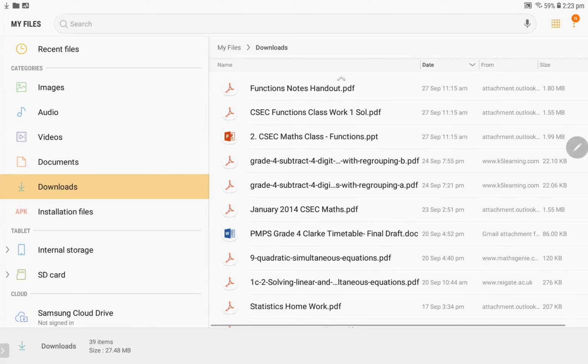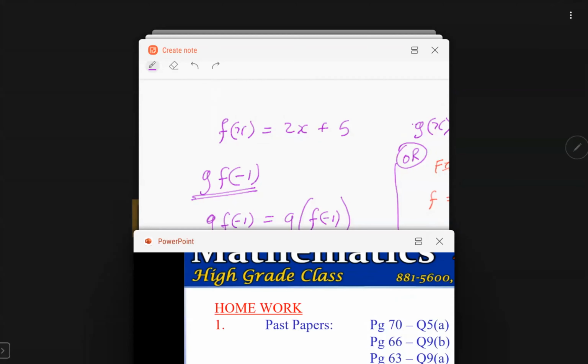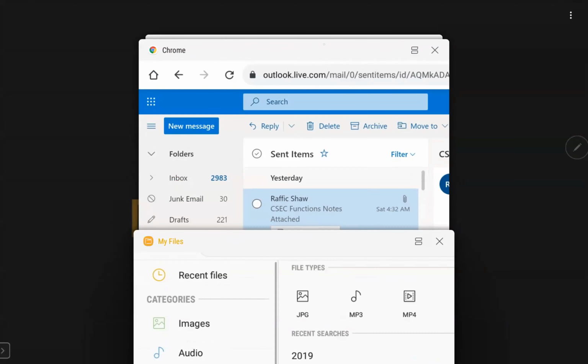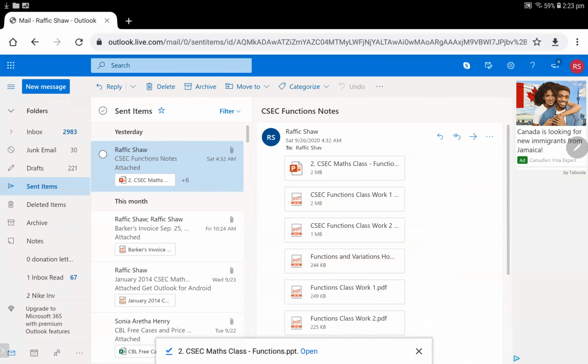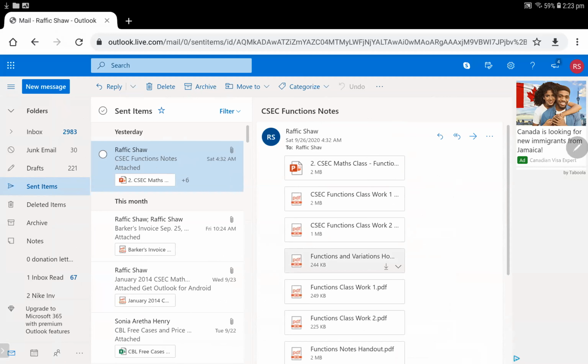See it here. I don't have it. Wait. Don't move. Let me show you that thing. Don't move, guys. Function homework number 1. I'm supposed to have it here. I don't have it here, so. All right, I don't have it here, so.